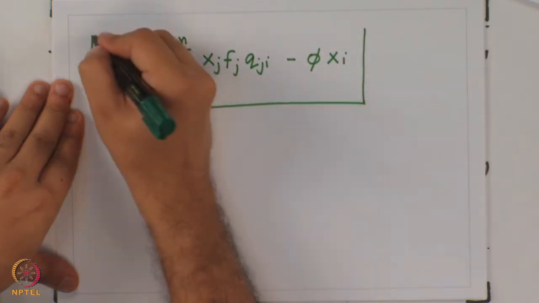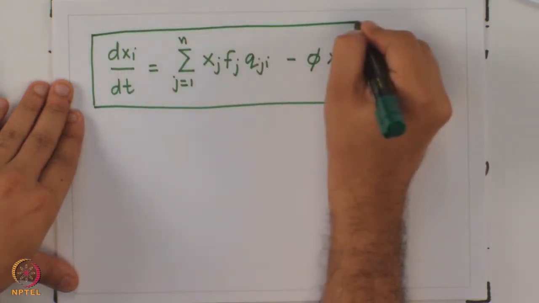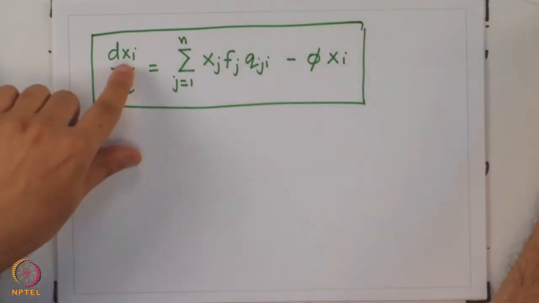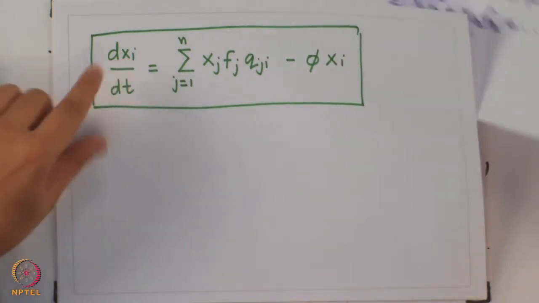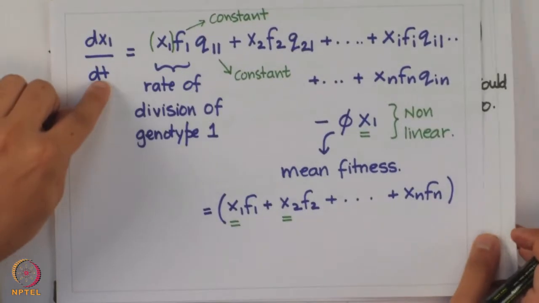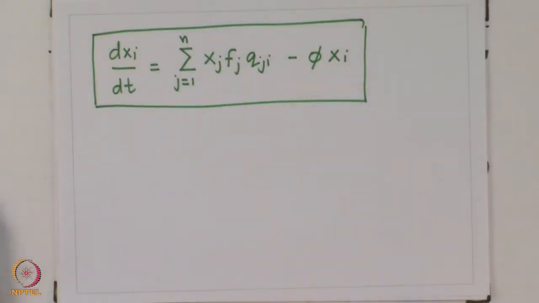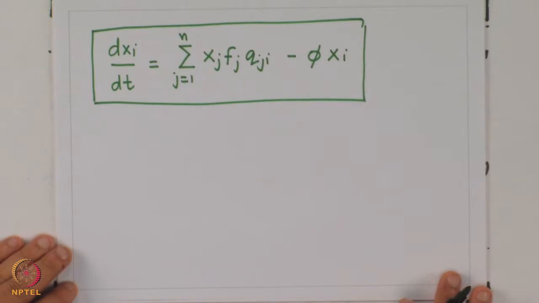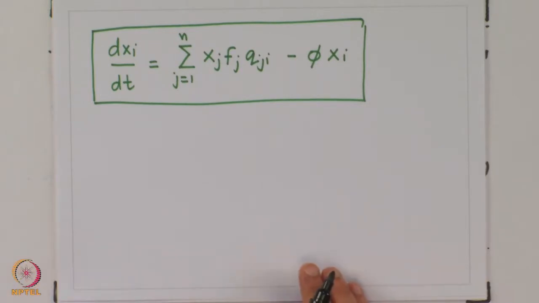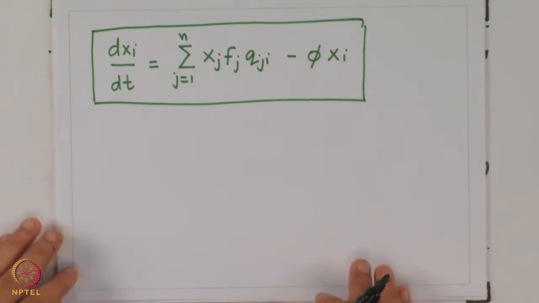I leave that to you to try and convince yourselves that if I were to plug in i equal to 1, I get back this equation. If I were to plug in i equal to 2, I would get the corresponding equation for the rate of change of frequency associated with genotype 2, and so on and so forth. This is the eventual equation that we have for such a system where we have n genotypes which are coexisting with each other.